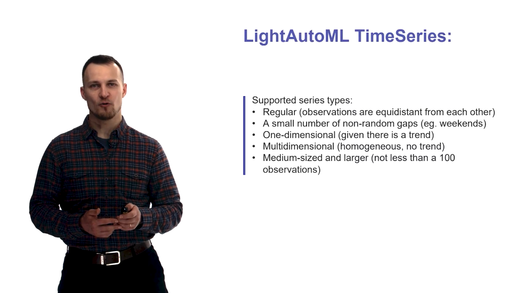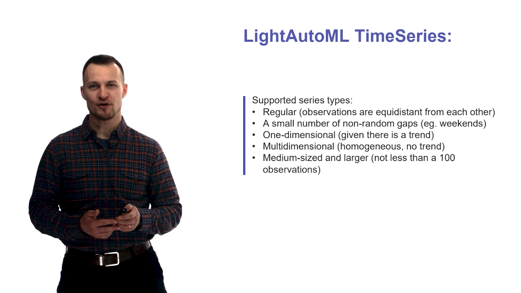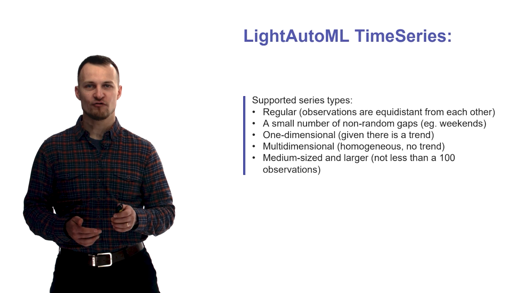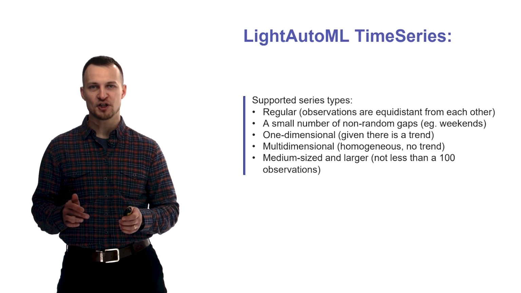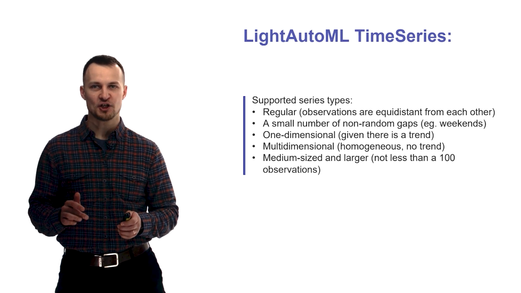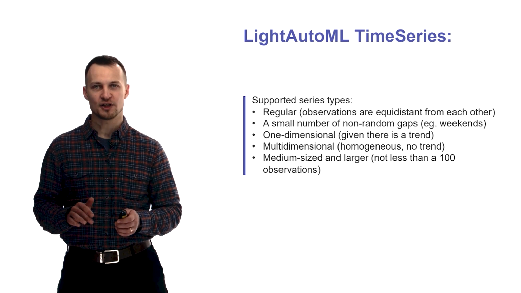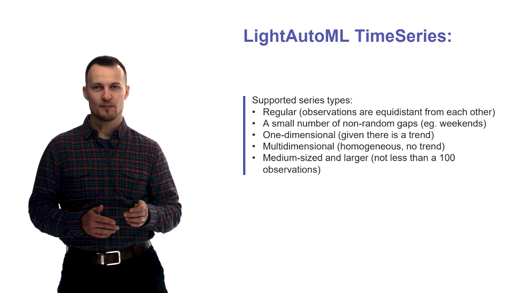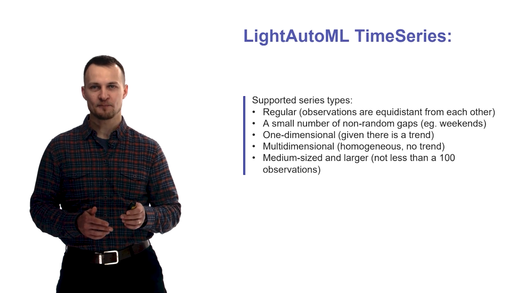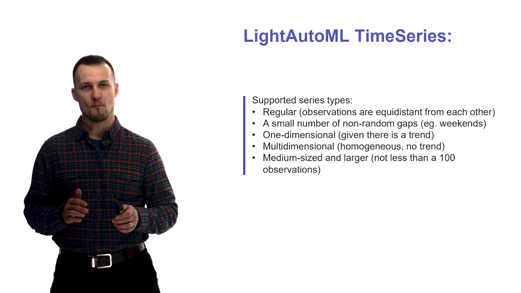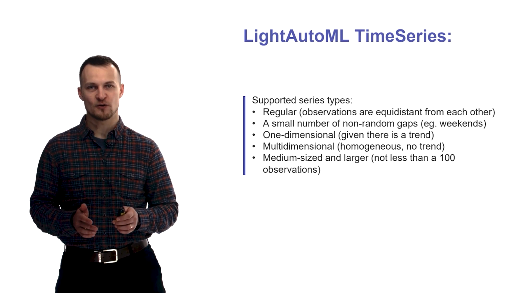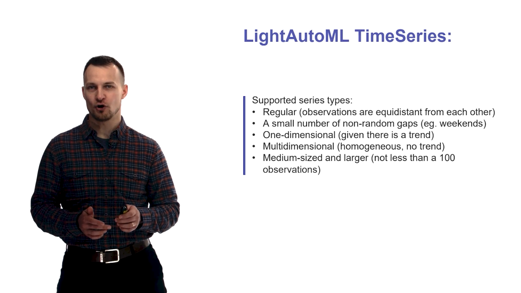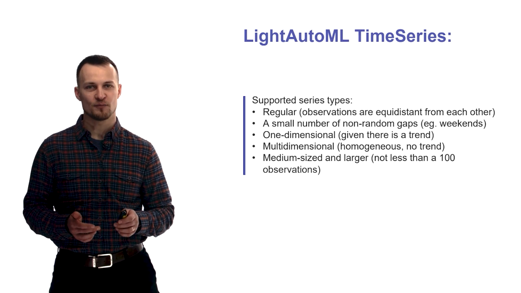Now, let's talk about what kind of time series you can predict. LAMA time series was designed to work with regular series in which observations are equally distant from each other, with a few non-random omissions. For example, it may be weekends. The series can be one-dimensional, with or without a trend. Also, the series can be multidimensional, homogeneous without a trend. At the same time, the series should not be too short, namely at least 100 observations.